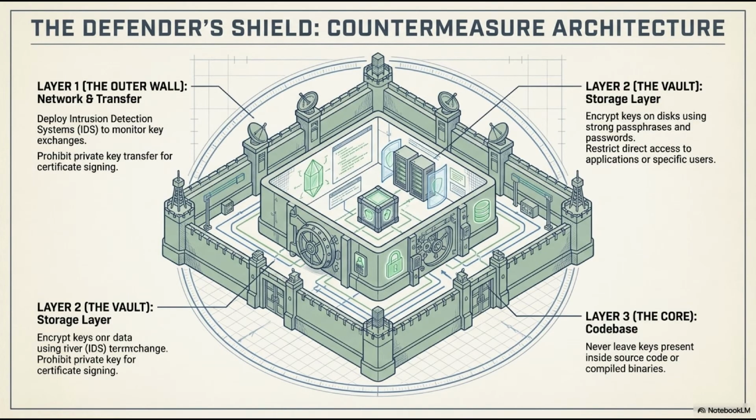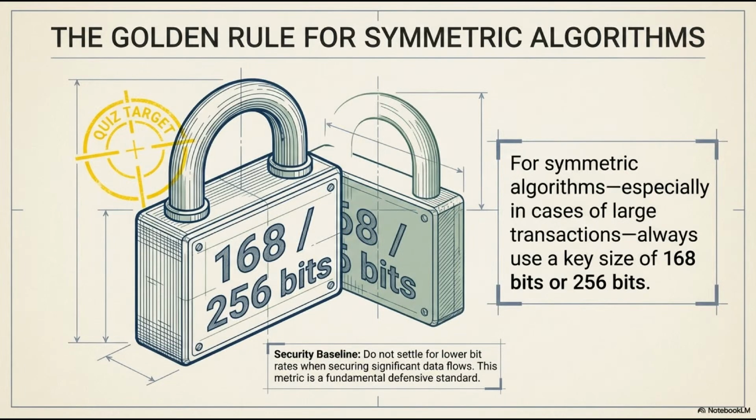Moving to slide 13, the golden rule for symmetric algorithms. This is a firm security baseline. For symmetric algorithms, especially when you're dealing with large transactions, always use a key size of 168 bits or 256 bits. Just do not settle for lower bit rates anymore. No, computational power is just too strong now. 128-bit just isn't enough to withstand massive dictionary or brute force attacks.